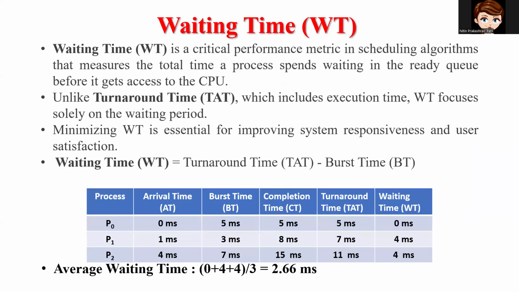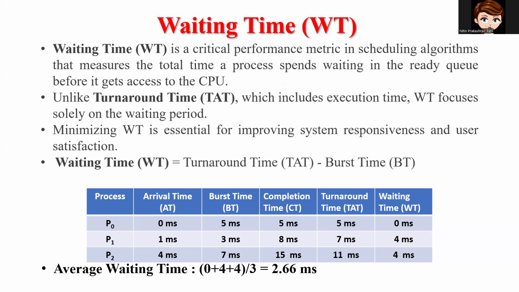Next is waiting time. This waiting time is again one of the critical performance metrics used by most of the scheduling algorithms. It measures the total time a process spends waiting in the ready queue before it actually gets access to the CPU.